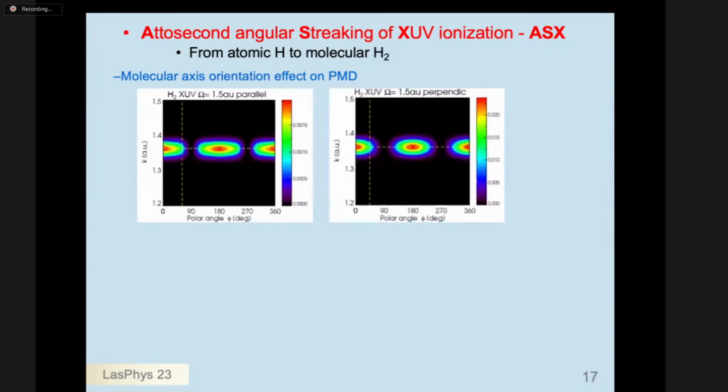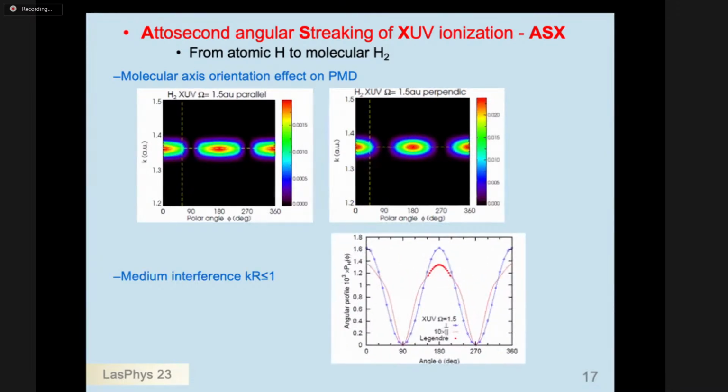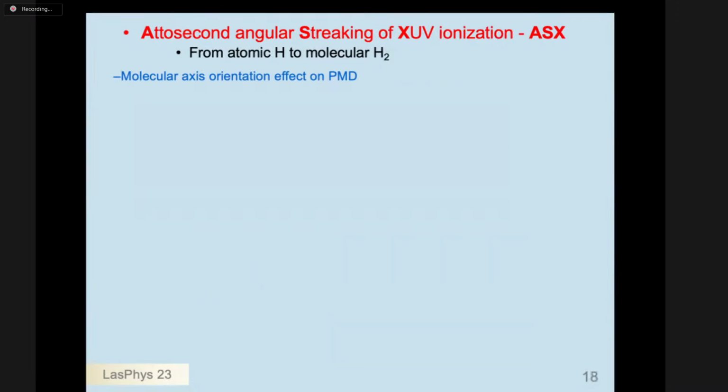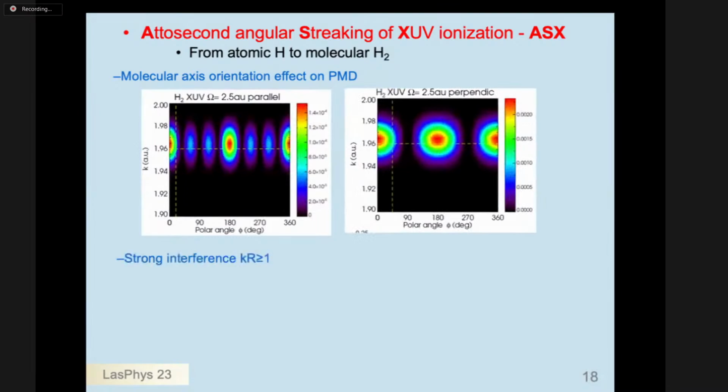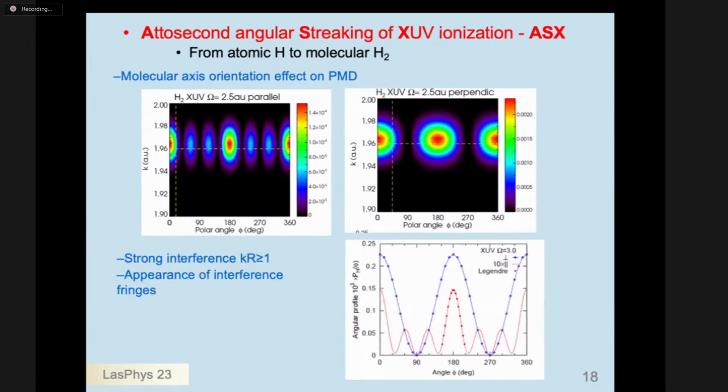However, if we increase the photoelectron energy, we enter the medium interference regime, when the product of the photoelectron momentum and interatomic distance is approaching unity. Then parallel and perpendicular orientations become noticeably different, especially if we look at the integrated angular profile. And finally, if we increase the photoelectron momentum further, we enter the strong interference regime, where the parallel and perpendicular orientations are manifestly different. We see these interference fringes in parallel orientation, and they are very well pronounced in the integrated signal.